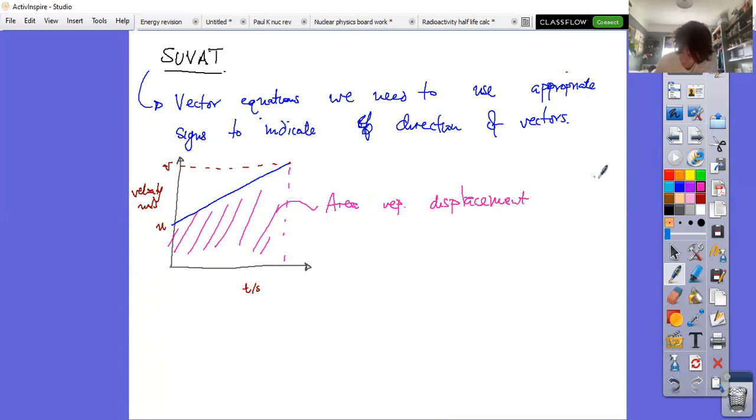Okay, excellent. So what shape is this? If I want to find the area, what formula might I use? What shape is this?